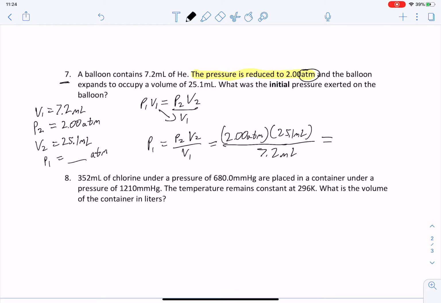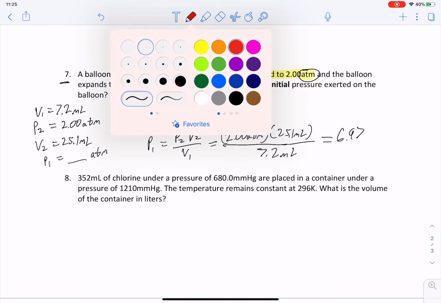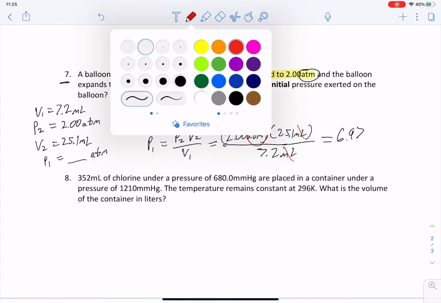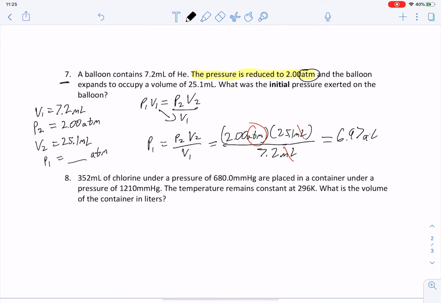And you should get 6.97. And then again, what are we solving for? We can just take a look at our equation. Our milliliters cancel out, and we're just left with atm, which is good because we're solving for pressure. So our original pressure, our P1, was 6.97 atm. Oops, box your answer.